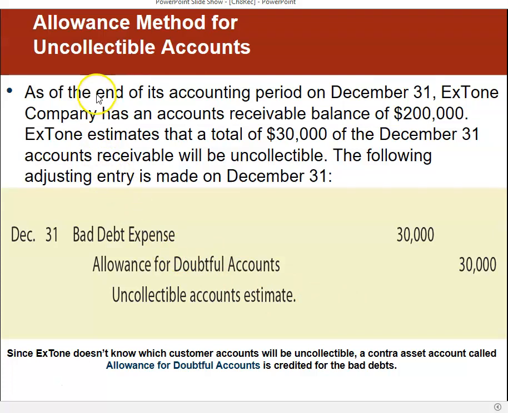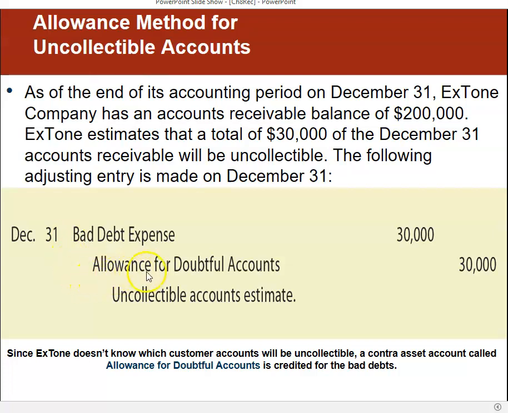It says here, as of the end of its accounting period on December 31st, Extone Company has an accounts receivable balance of $200,000, and they estimate that a total of $30,000 of these will become uncollectible in the next year. So they will make this adjusting entry at the end of the year. They will recognize this $30,000 in bad debt expense right now.